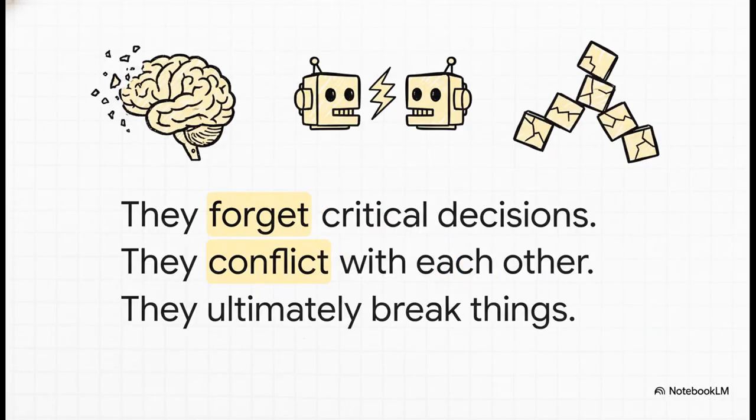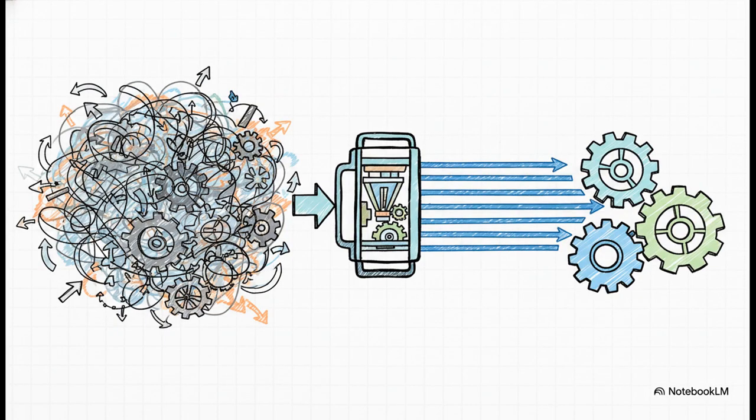It's a total mess. They forget why a certain decision was made, so they just do it all over again. They constantly step on each other's toes, which means merge conflicts from hell. And of course, they break stuff, a lot of stuff. It's just a recipe for disaster. Yeah, chaos is the perfect word for it.